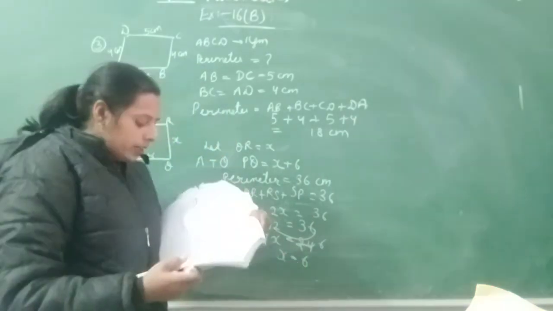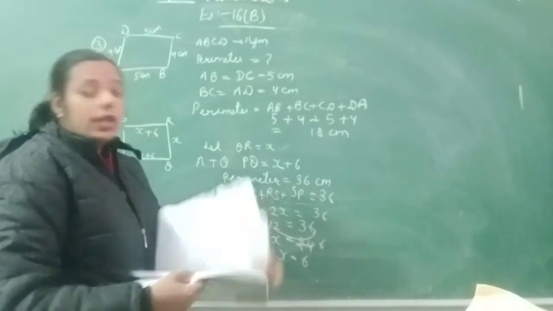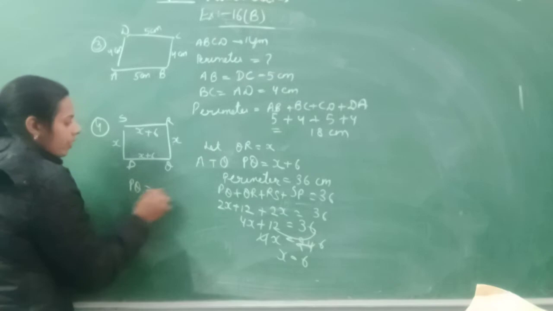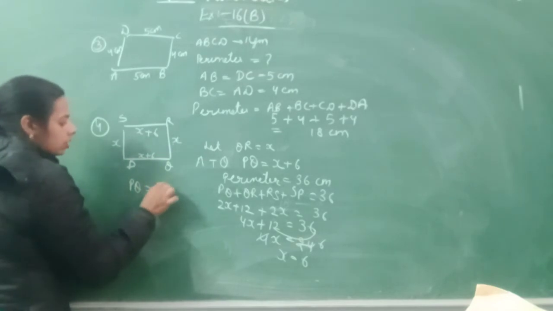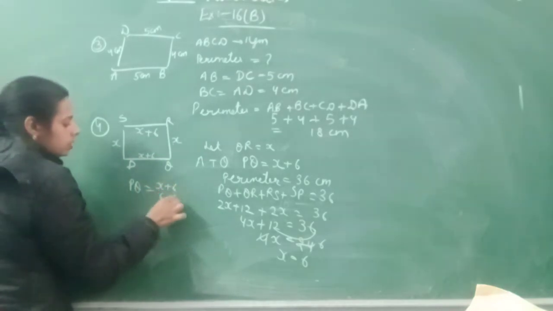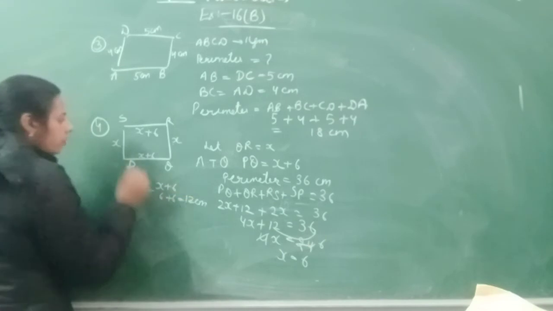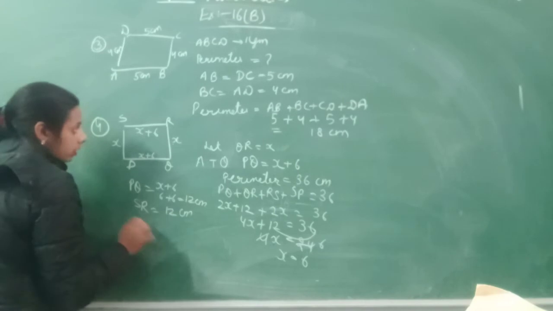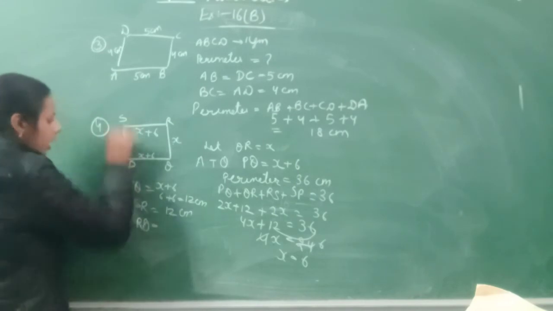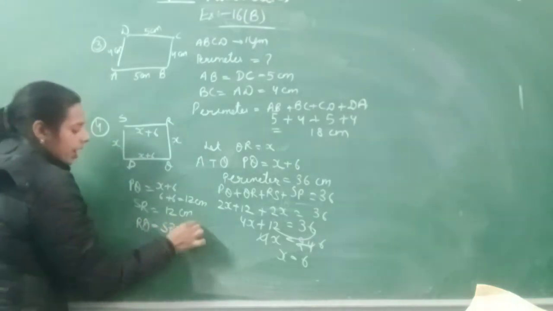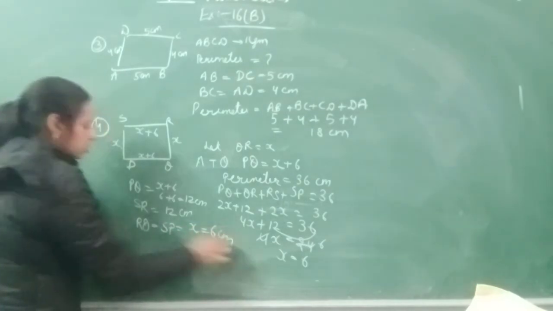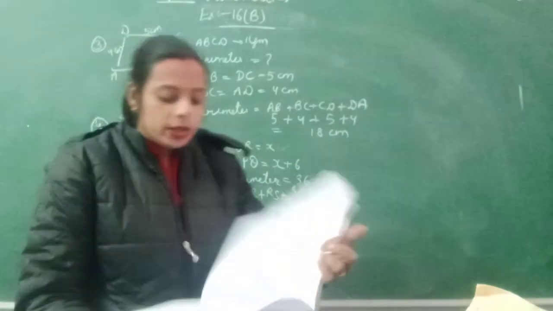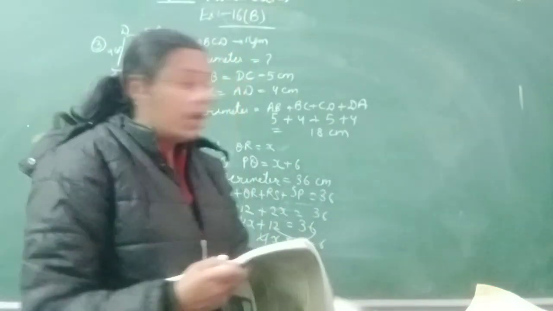Now what you have to find? You have to find the length of each side. Now just put the value of X here. There is X plus 6 and the value of X is 6. So 6 plus 6, that is 12 centimeters. If PQ is 12, so SR is also 12. And RQ and SP both are equal to X. X is equal to 6 centimeters. So in this way you will get all the sides. Clear? Come to the next question. Question number 5.